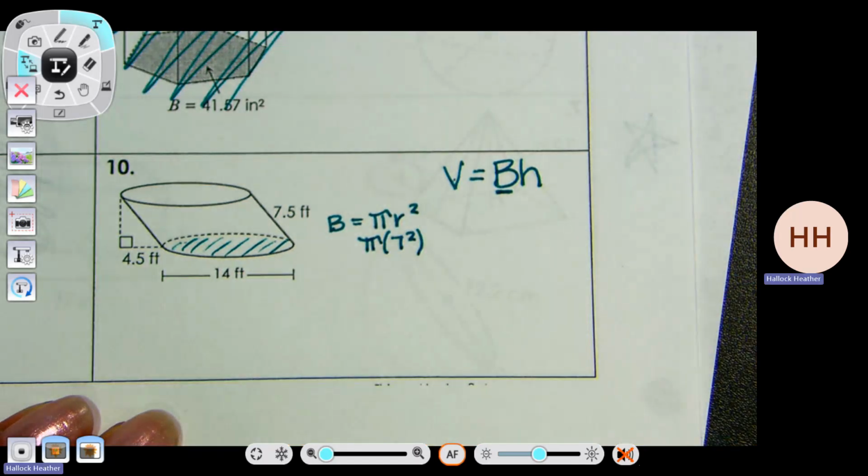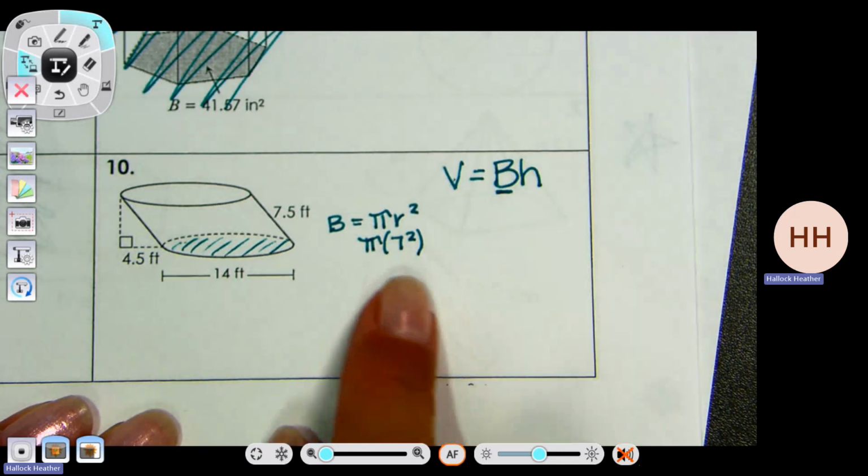Hey, can you write something down? I'm literally doing the problem for you. Write it down. No, you. Yeah, you're sitting there.